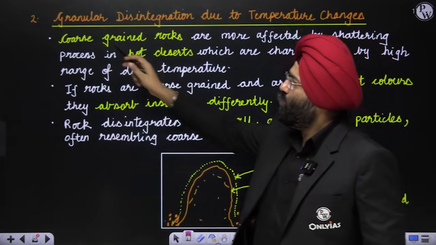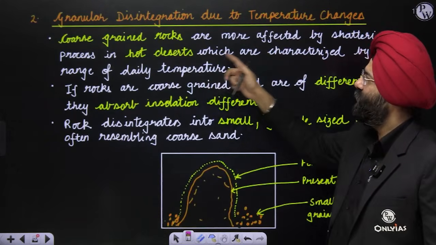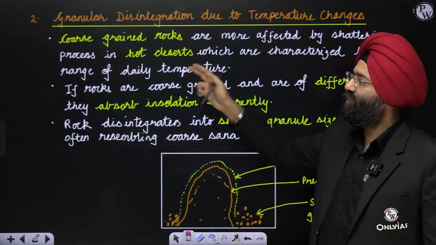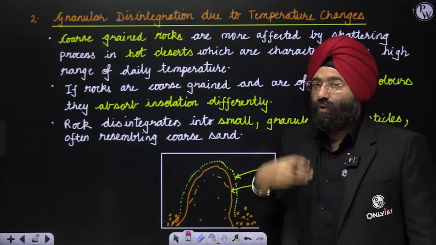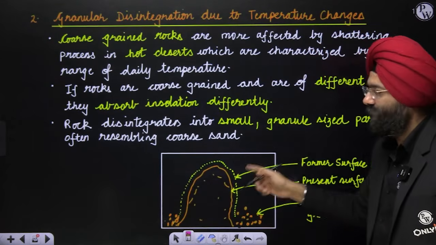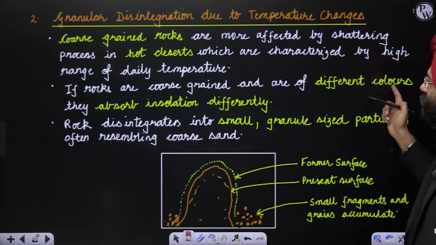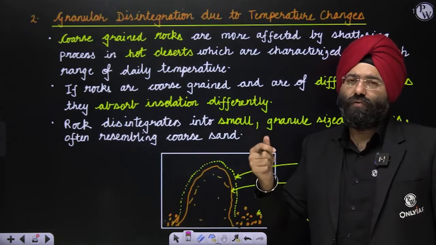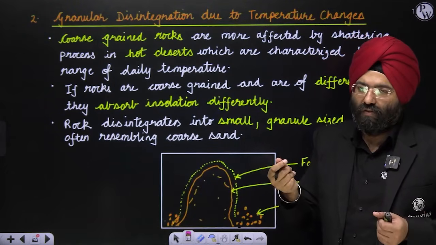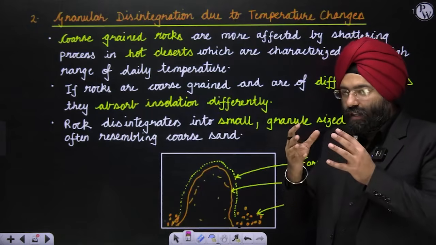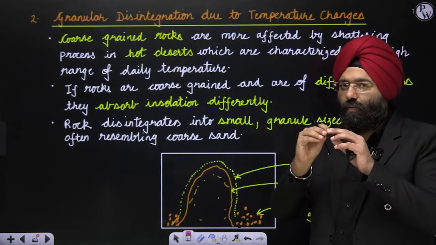That is why coarse grained rocks are more affected by shattering processes in the hot desert, which are characterized by a high range of temperature. So those rocks which are very highly coarse grained, there is greater probability of them undergoing granular disintegration. Now we'll see what it is. If rocks are coarse grained and are of different colors, because it is coarse grained, possibly there are a lot of different colors or subparticles present, they will be absorbing light to a different degree because of the color, and that will lead to the absorption of light at a differential rate, and that will lead to a lot of particles separating or falling from the parent rock.